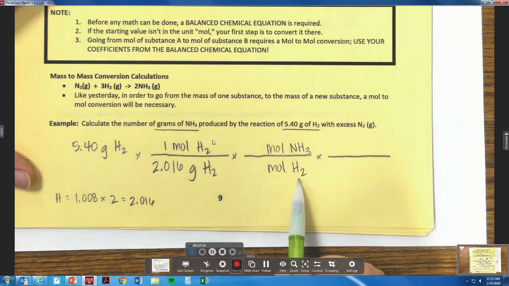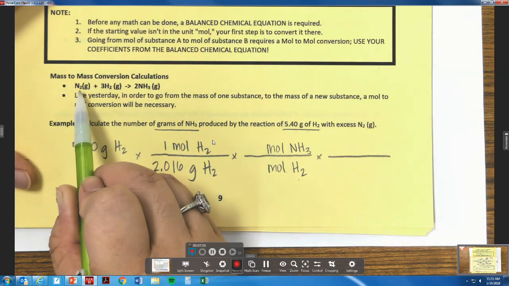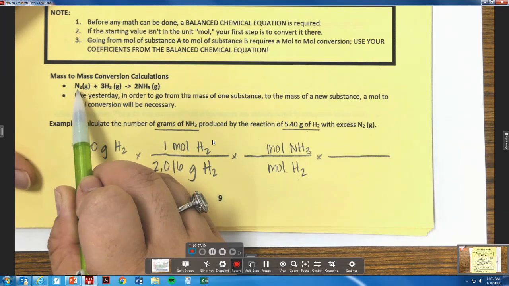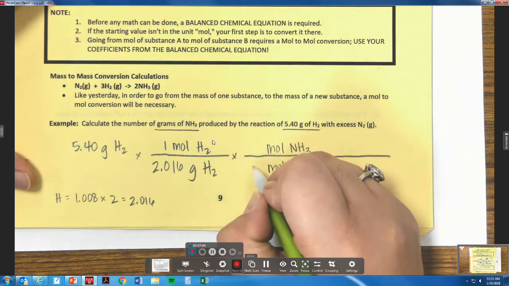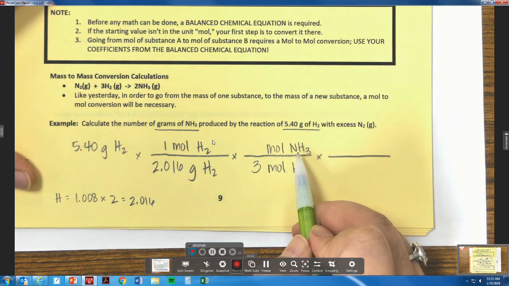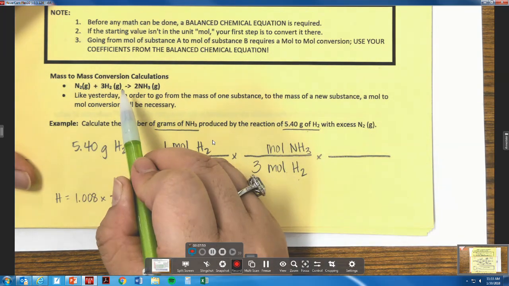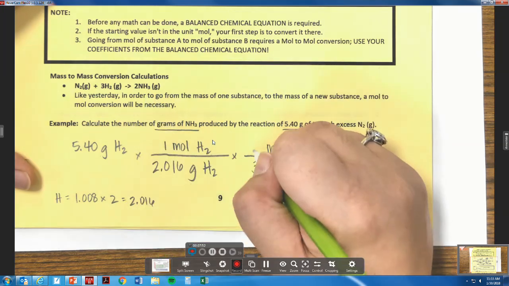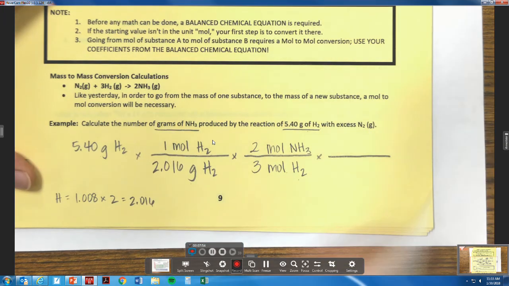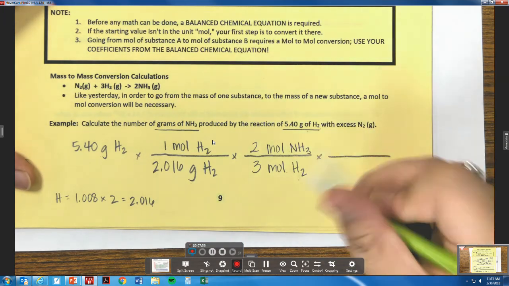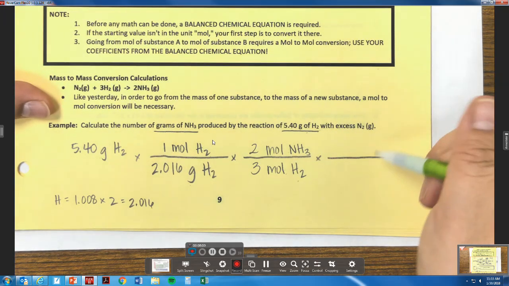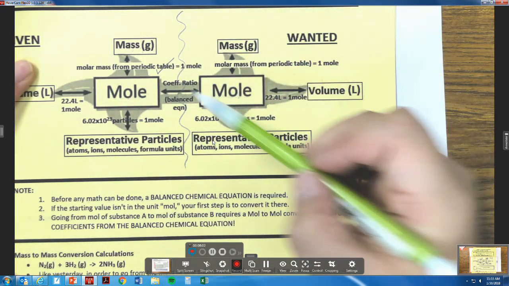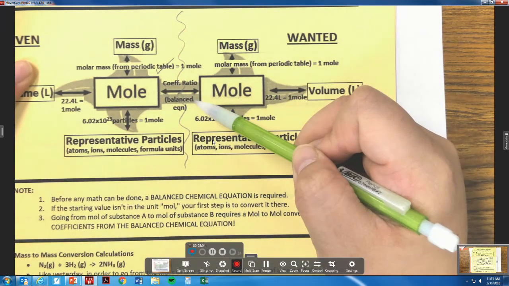Our balanced equation is up here. So our coefficient for hydrogen would be 3, and our coefficient for ammonia is 2. Okay, so now that's our second conversion factor. This is our first, this is our second.